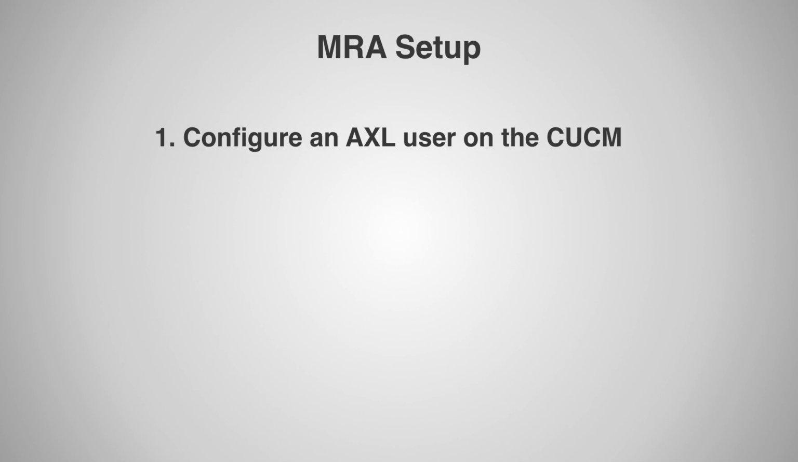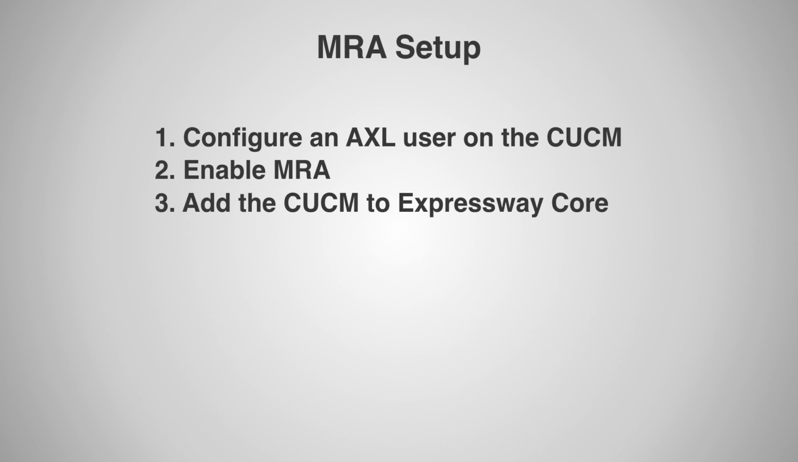So the first thing you need to do is configure what's called an Axl user on the CCM. Second, you have to enable MRA, and this has to be done on the Expressway Core and the Expressway Edge. Third, you have to add the CCM on the Expressway Core, and then that will automatically create your neighbor zones. Okay, and I'll show you how that works when we get to that point.